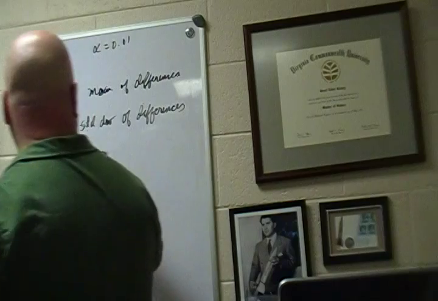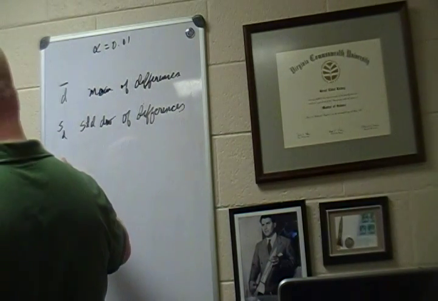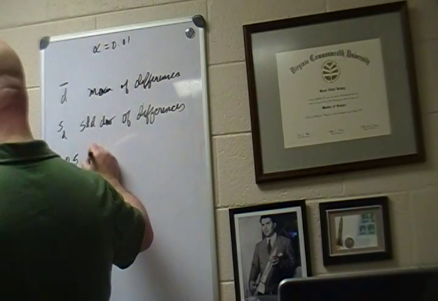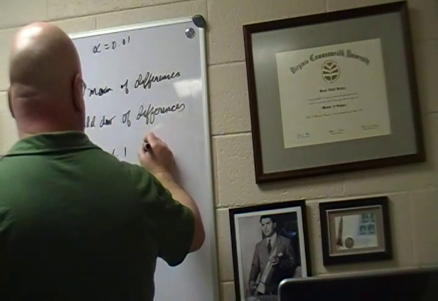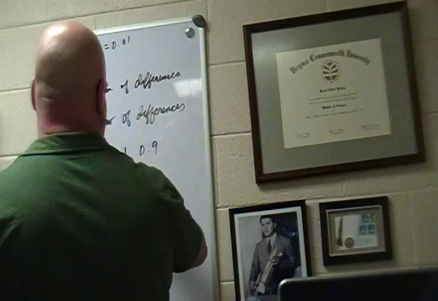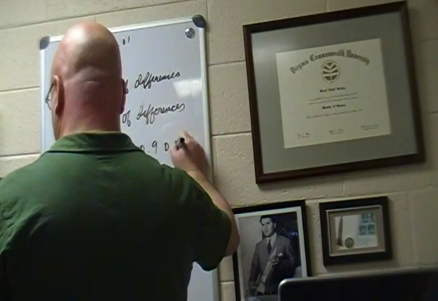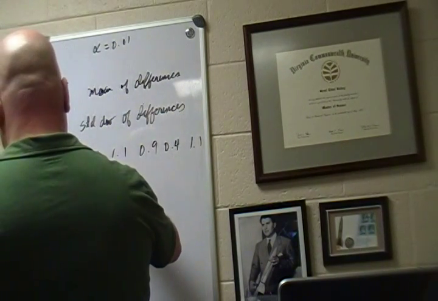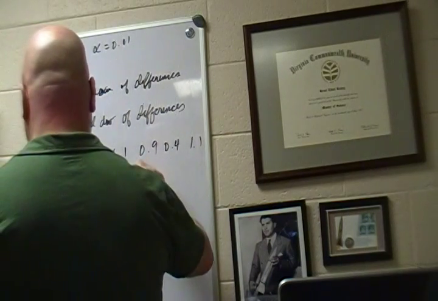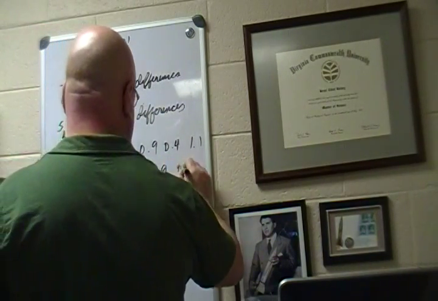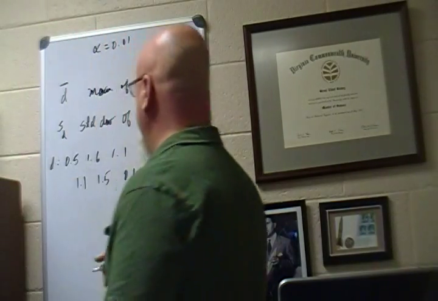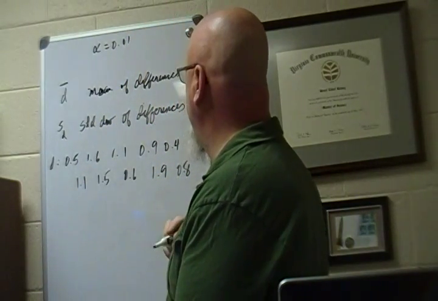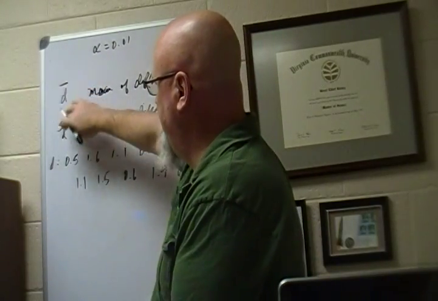In the data we have, I've calculated the differences for you, and they are these D's: 0.05, 1.6, 1.1, 0.9, 0.4, 1.1, 1.1, 1.5, 0.6, 1.9, 0.8. So when we subtract and find the difference in each pair, this is what we get. So this is the data we're going to use to calculate the mean of these and the standard deviation of these.